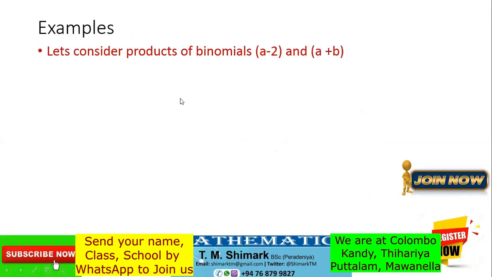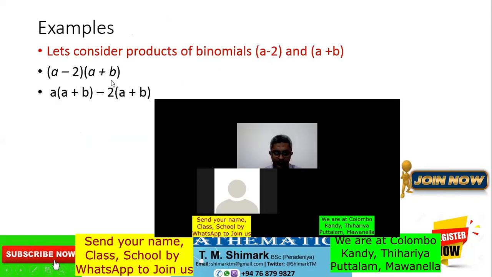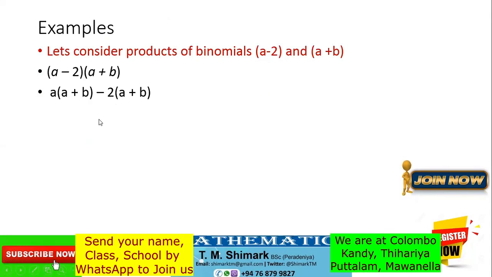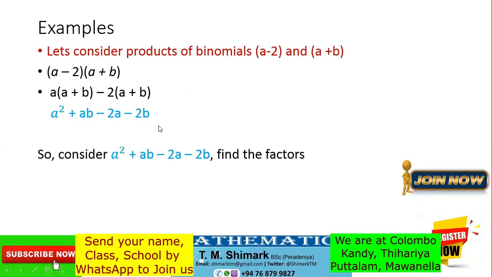So in these examples, let's consider the product of these two, a minus 2 into a plus b, right? So you can multiply this: a into a plus b, minus 2 into a plus b is the product. So it's going to be a squared plus ab minus 2a minus 2b is what we get, right? Now from there only we are going to do the factorization, right?